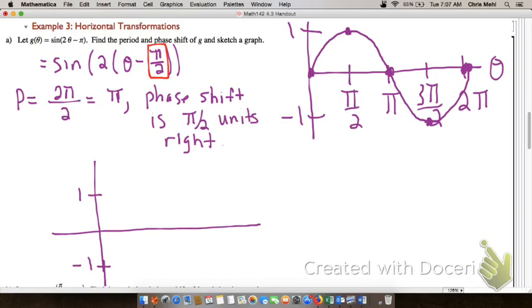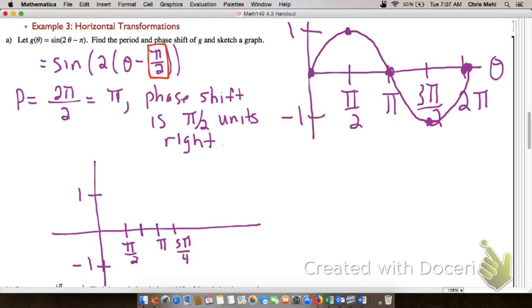So what we're going to do is, I'll label my pi over 2. That's where my fundamental cycle of g is going to begin. And then I'll increase that by increments of pi over 4. So here's another value, and that brings me to 3 pi over 4. Another pi over 4 brings me to pi. Another pi over 4 brings me to 5 pi over 4.